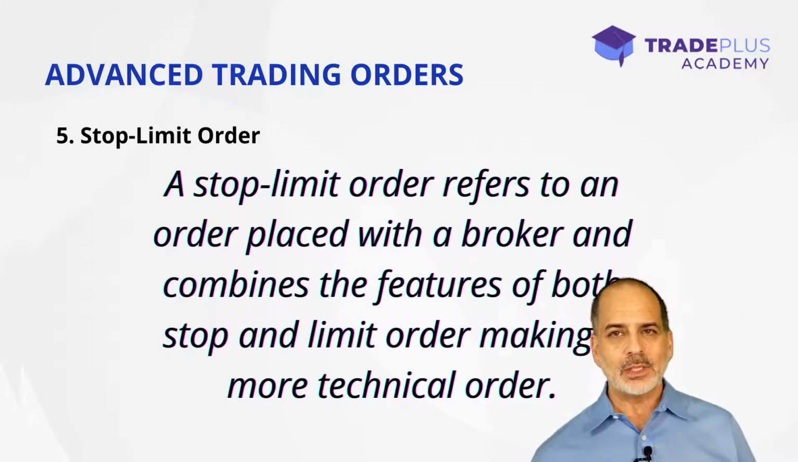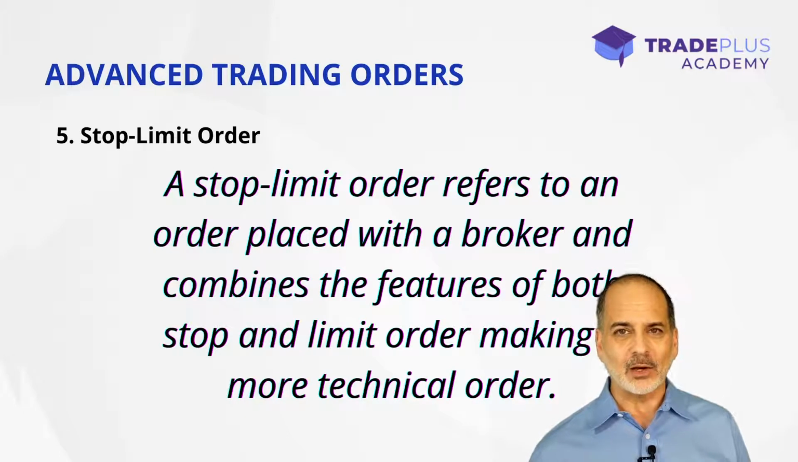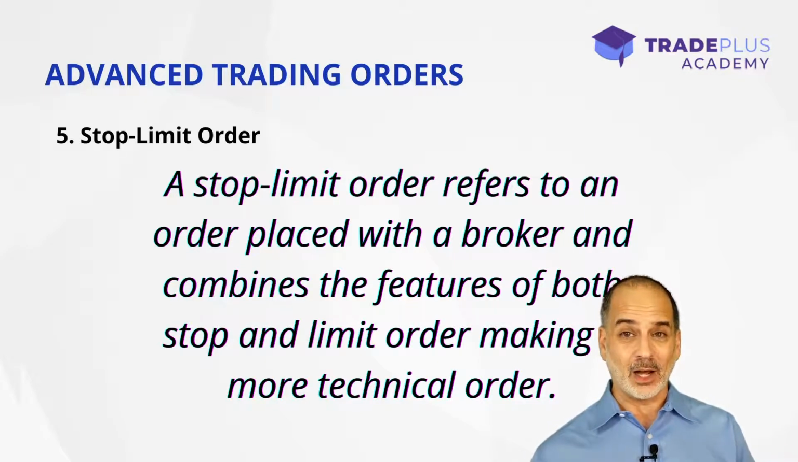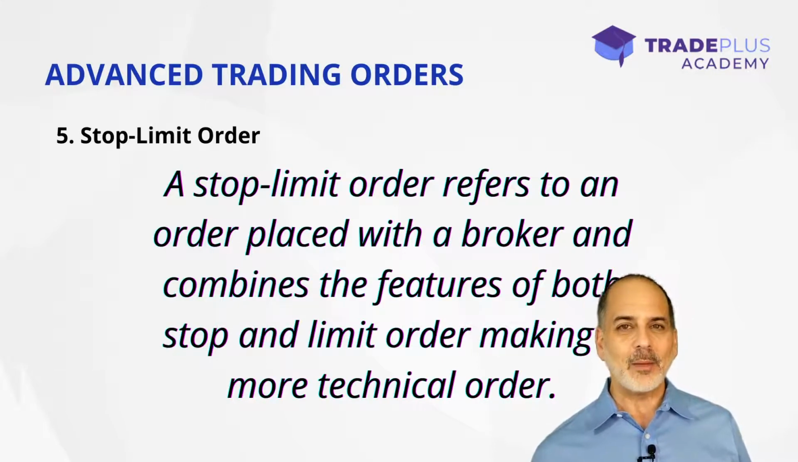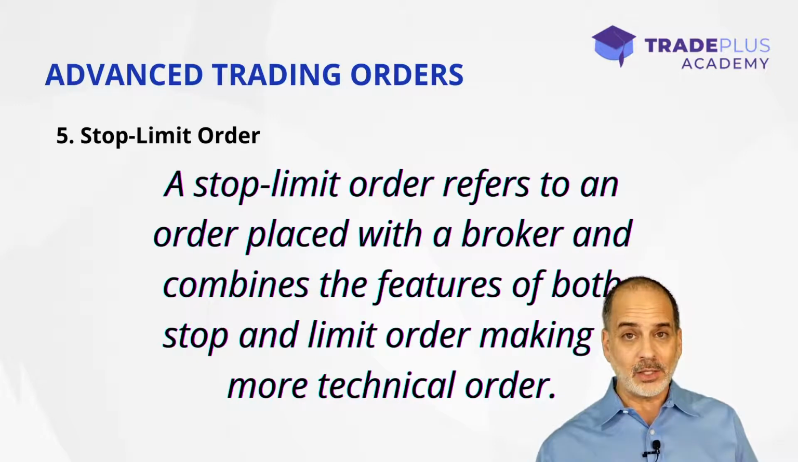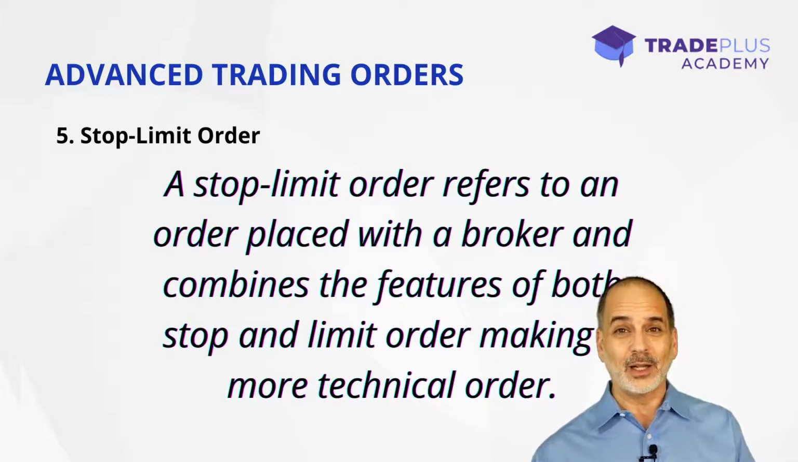Let's say you own a stock that's currently trading at $10, and you decide you'll sell the stock if it dips below $9, but only if the stock can be sold at $8 or more. So what you'll do here is set a stop limit order by setting a stop price of $9 and a limit price of $8. If the price of the stock falls below $9, your order will become an $8 limit order.